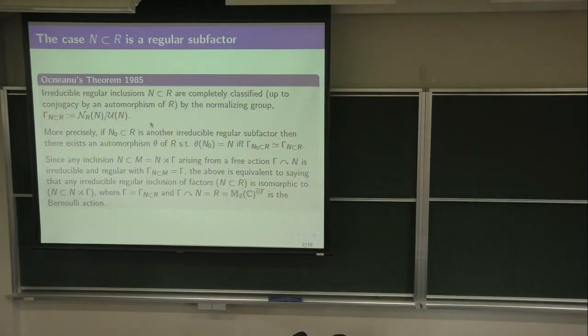Of course, you can also view it this way. Since you always have for a group gamma the Bernoulli action, this amounts to saying that any inclusion like this, with gamma the normalizing group, is isomorphic to this special inclusion, which we view like a model inclusion: N into N cross product gamma, where N is the hyperfinite II1 factor in this representation, and the action of gamma is the Bernoulli action. Okay, so this is kind of nice to emphasize it this way.